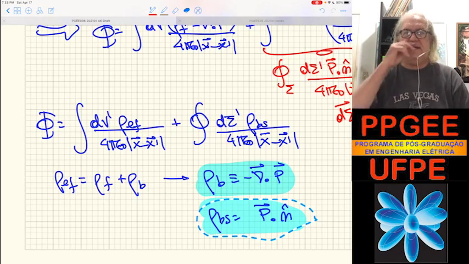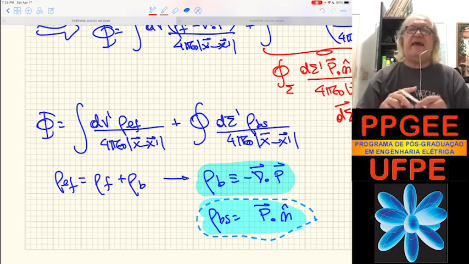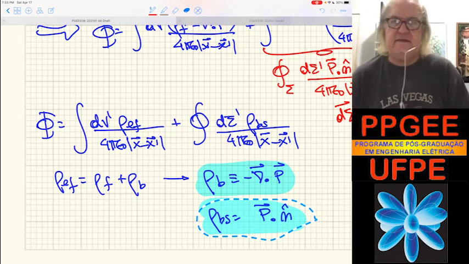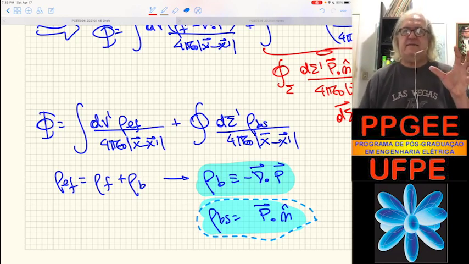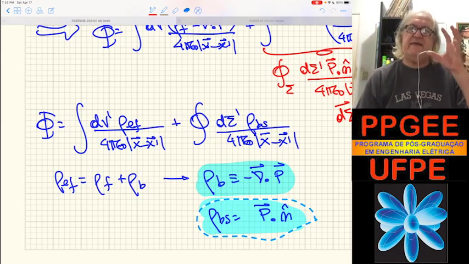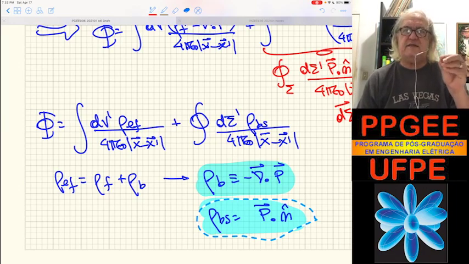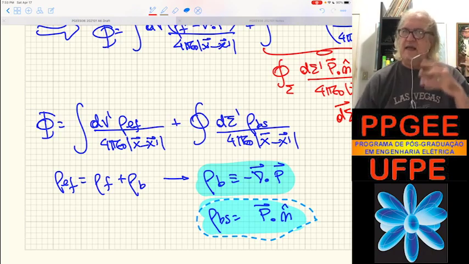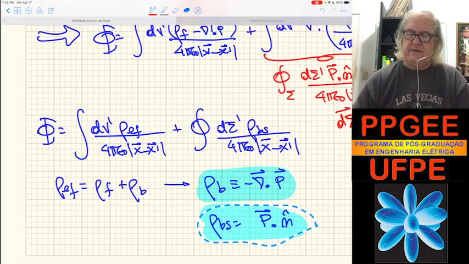Just to make a qualitative example, okay? First example, just qualitative, just to give you an idea. I mean, we can calculate things replacing the insulating material by its equivalent bound charges, volume and surface charges. So we can replace the material by the polarization charges in the volume and in the surface. Let's make a qualitative example here.